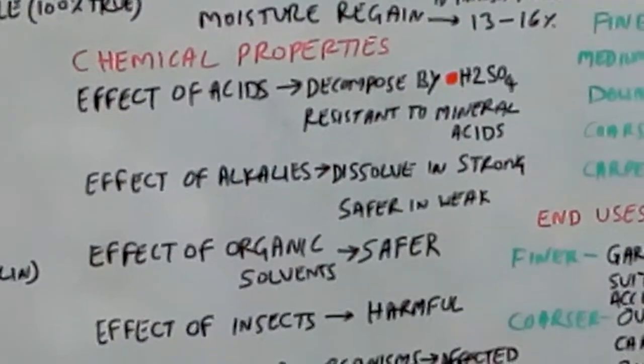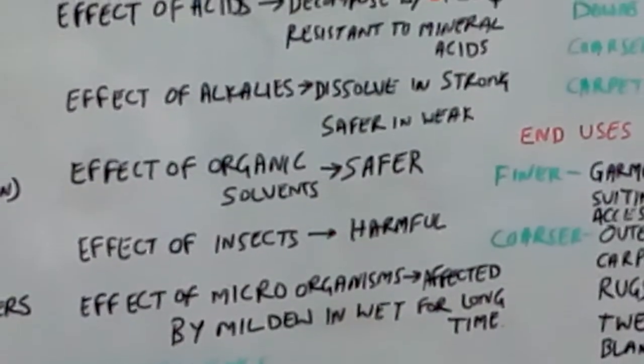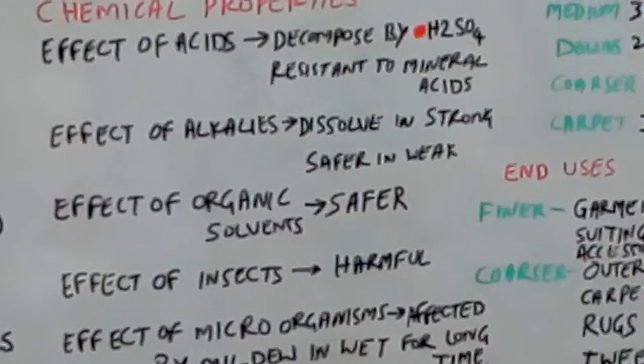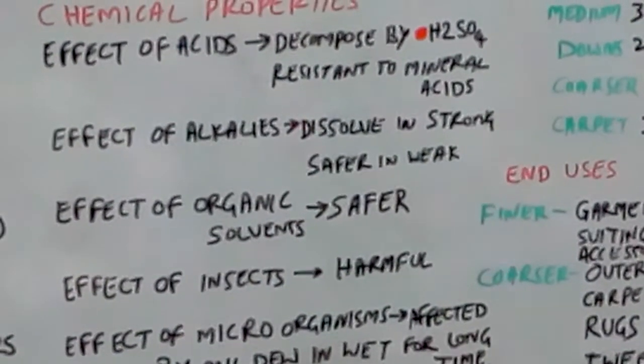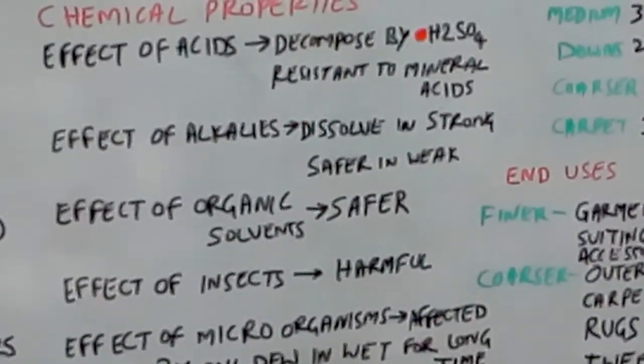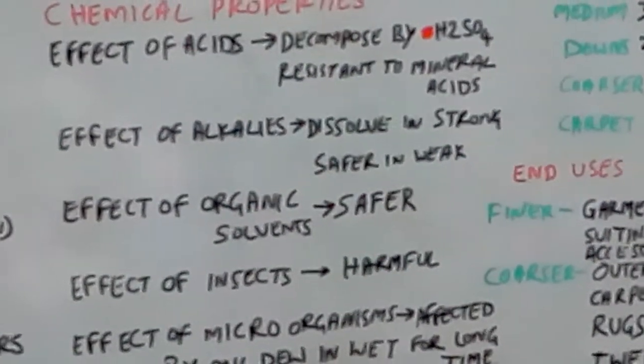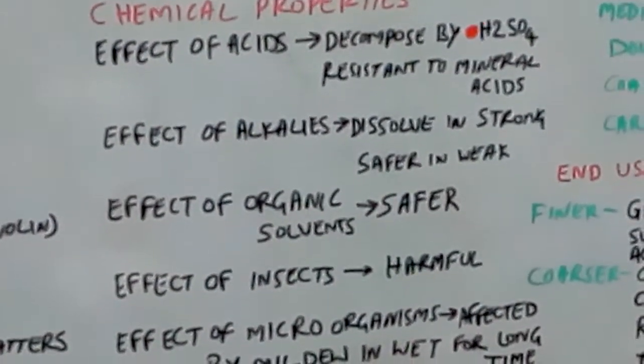Safer for the wool fabric. Then the effect of organic solvents. Organic solvents, that is the solvents, detergents, and chemicals used for home laundry or industrial laundry, are safer for wool.